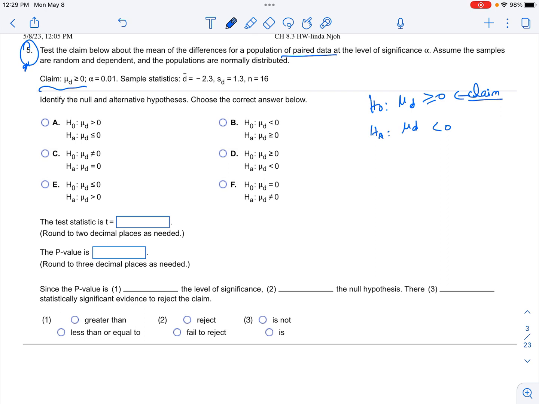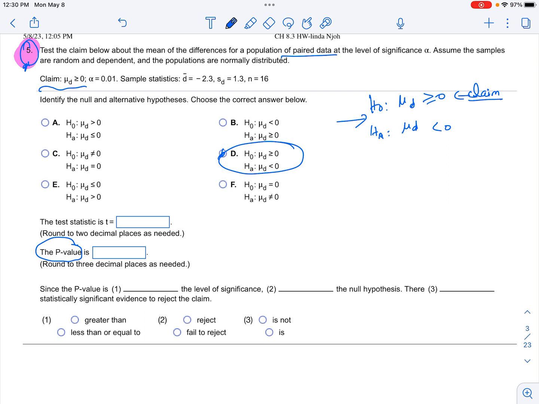If it's the p-value method, we don't need to look at any critical region whatsoever. We just need to look at the p-value. So here, mu d is greater or equal to 0, less than, this is a left tail test again. So our choice should be E. Let me make sure, oh no, not E. Should be D. This is our choice.